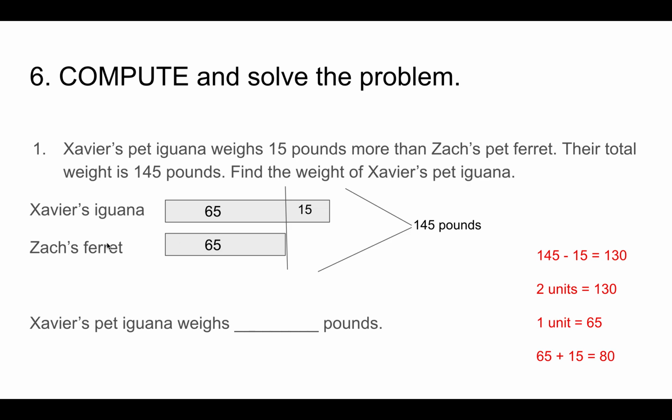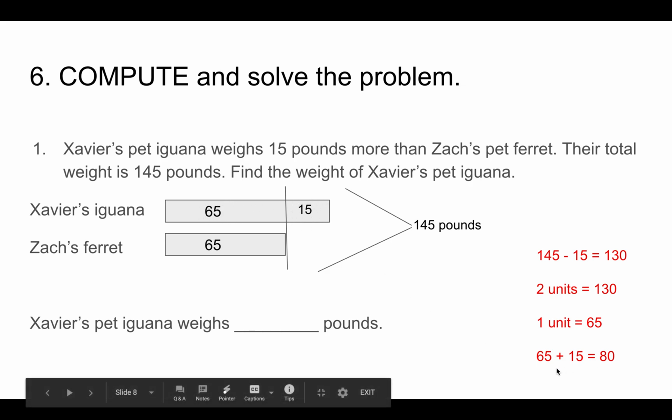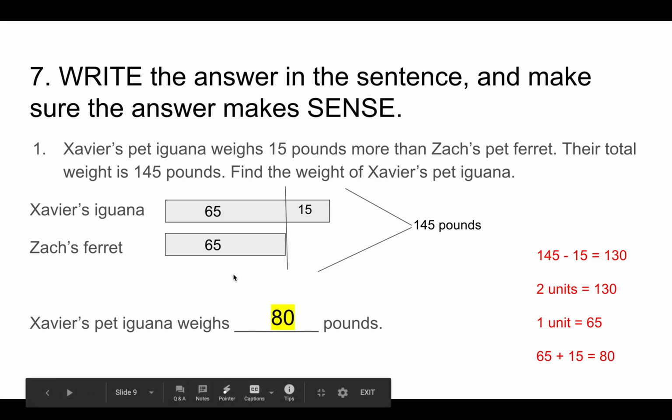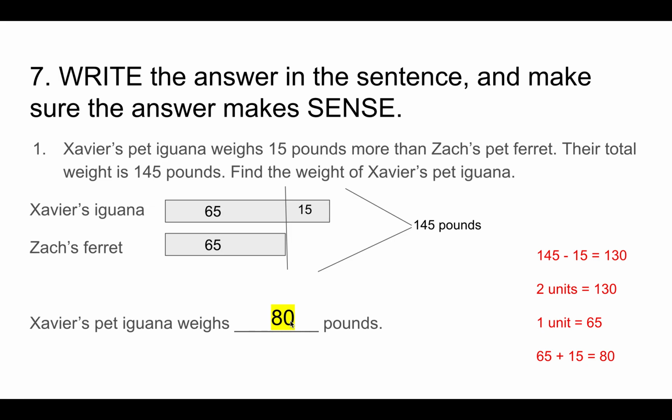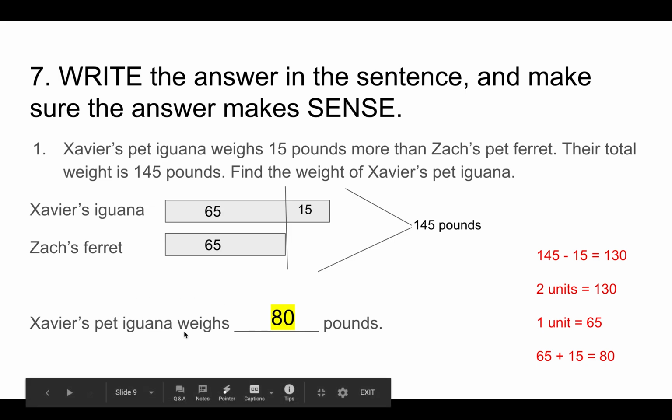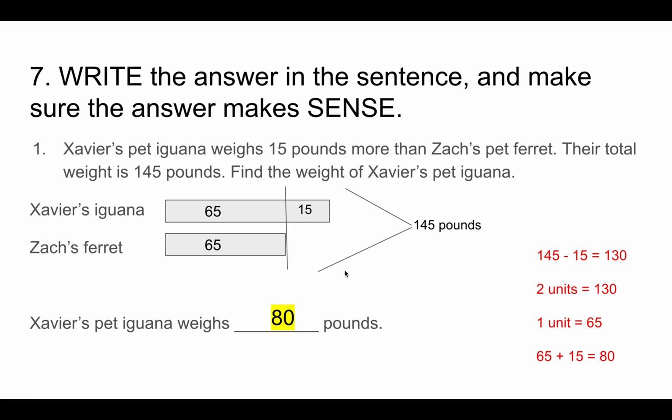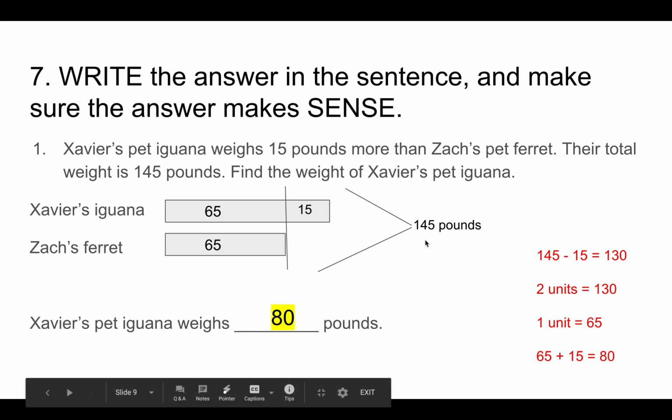So now the question is, Xavier's iguana weighs, well, Xavier's iguana is 65 plus this 15. So I said 65 plus 15 equals 80. So I write my answer in, 80. Xavier's pet iguana weighs 80 pounds. And then I have to make sure the answer makes sense. Well, 80 is less than 145, which makes sense. His pet iguana wouldn't weigh more than the total, so that makes sense.